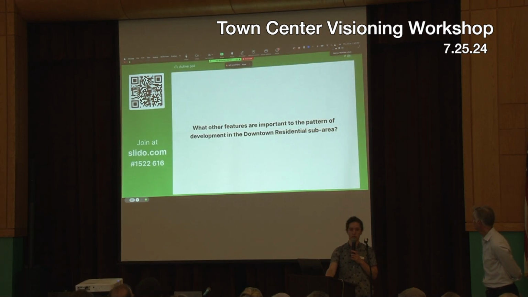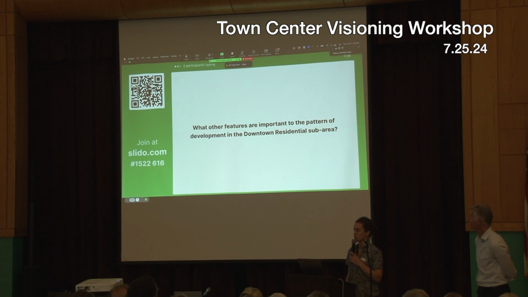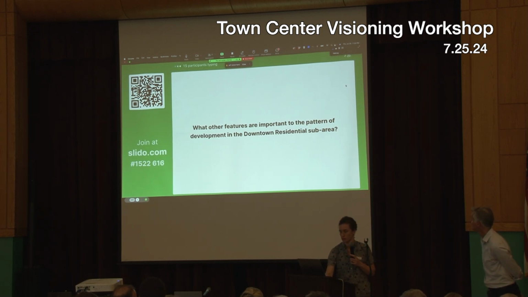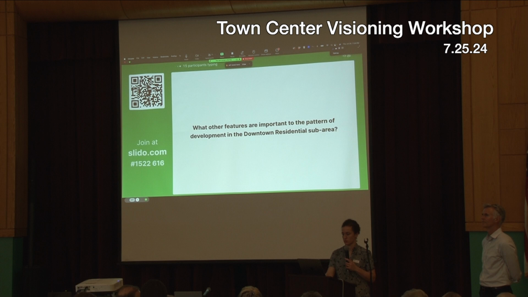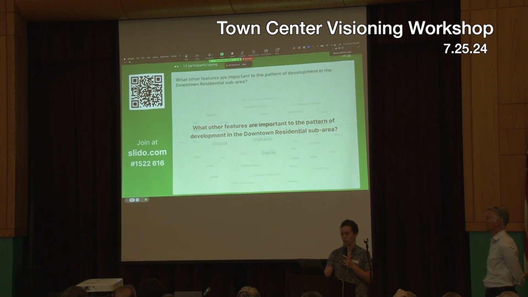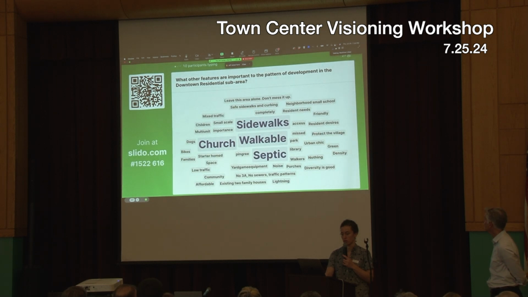So this next one is about what we're missing. So for the downtown residential sub-area, what features did we miss? Quite a few people typing, but I'm going to go ahead and advance. You can keep typing and submit it. It won't block you, but you can start to see some of the things that have come up.